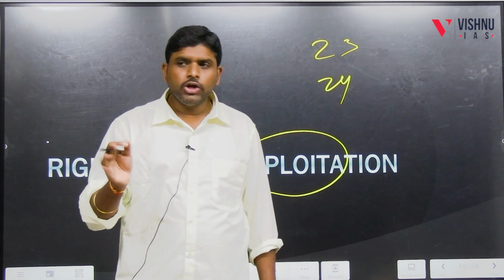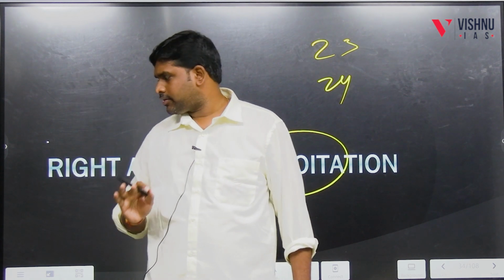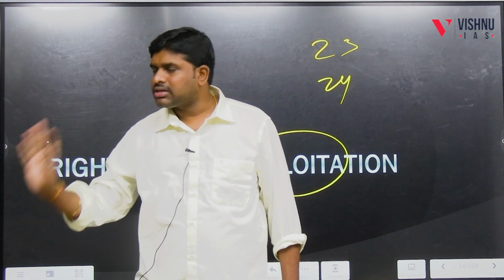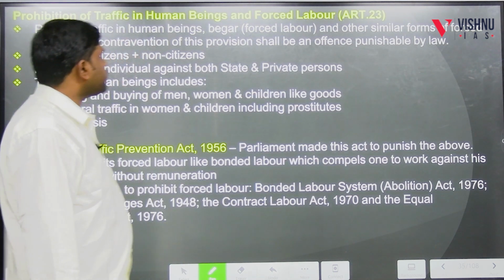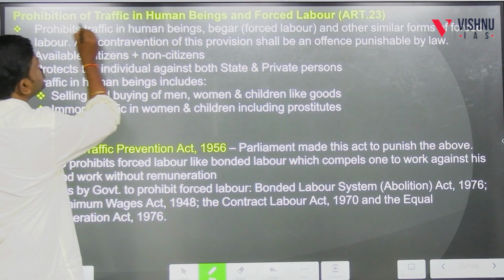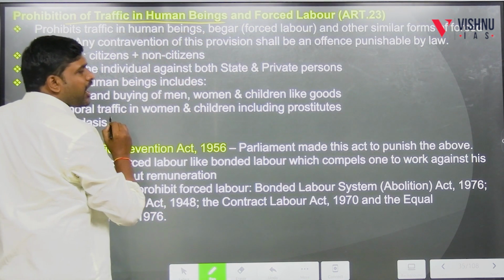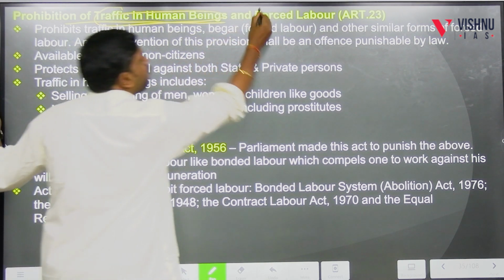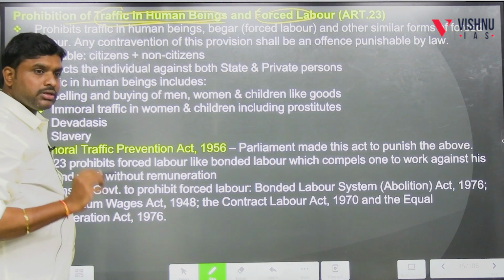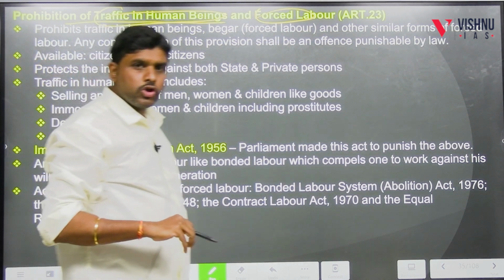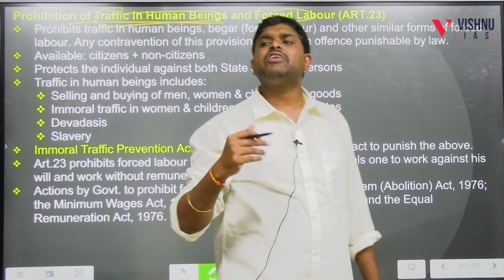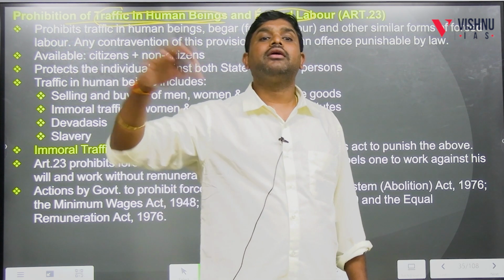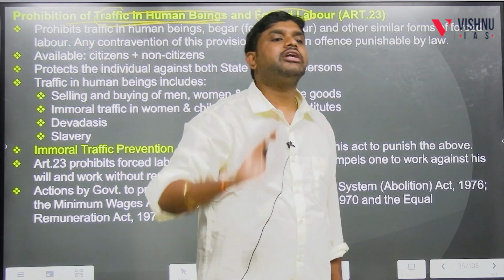Article 23 of the Constitution: prohibition of traffic in human beings and forced labor. There should not be any forced labor. Prohibition of trafficking. Trafficking means kidnapping and selling. Buying and selling is called trafficking.